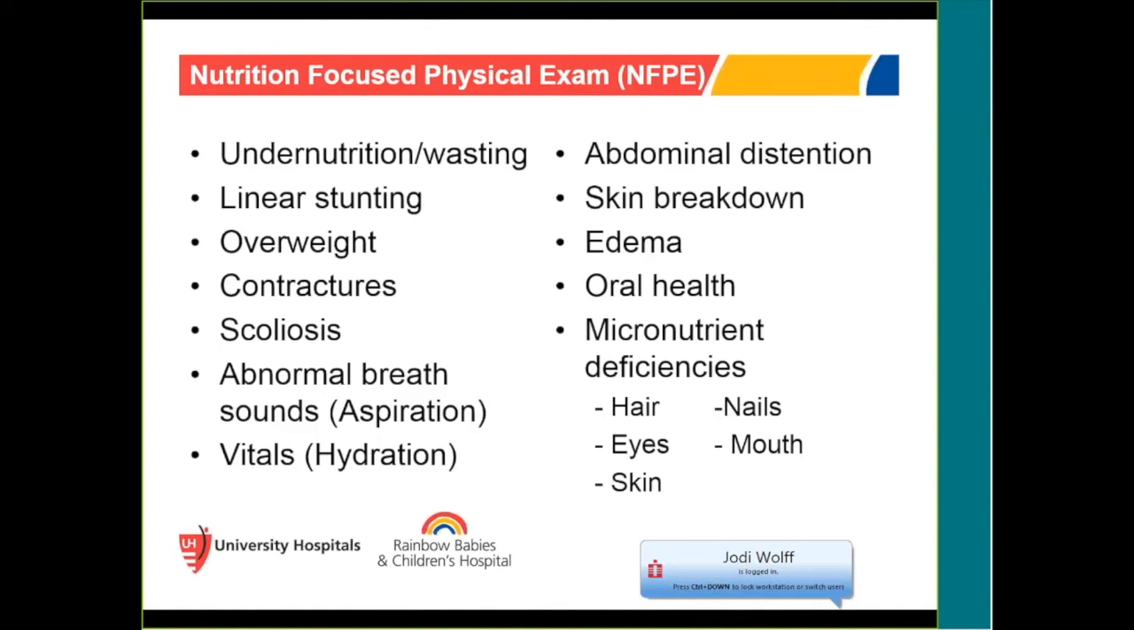We can also use physical exam to see how our patients' abdomens are, and we want to look for skin breakdown and do an oral exam that can help us even identify some micronutrient deficiencies. So I think all of these things are very helpful in combining with our anthropometric measurements to help assess our patients' nutritional status.